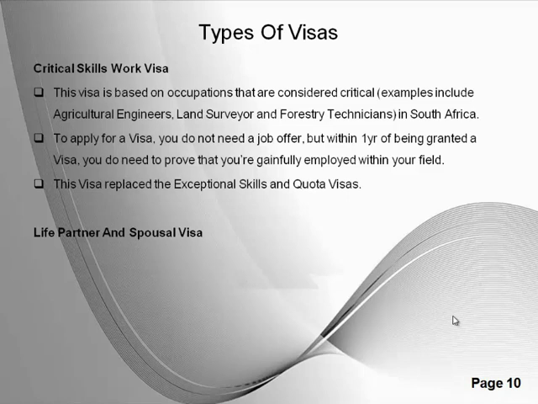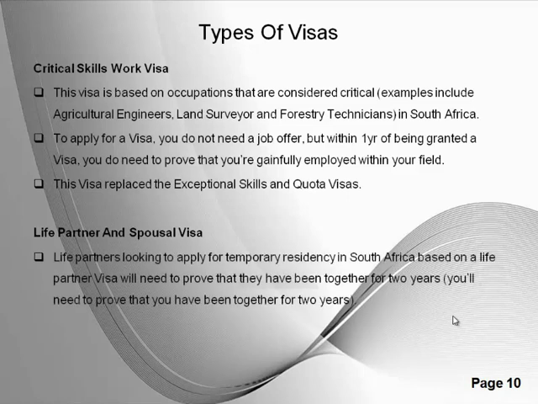Or for example, you're here in South Africa, you've got your permit, and now you want to have your partner or your spouse join you. They would qualify for this visa. So all you need here is to be able to prove that you have been together for 2 years, and you will be able to get temporary residency in South Africa. Okay, and then if it's for permanent residency, you will need to prove that you have been together for 5 years.